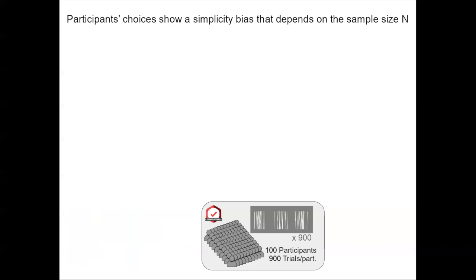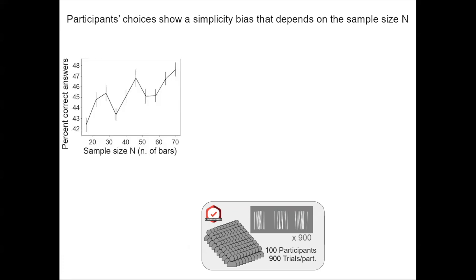So again, this is done with 100 participants, 900 trials per participant, divided according to the different amount of data that we're showing and the different true number of components. First, participants can do the task. They do it with around 45% fraction correct on average, which is good considering that chance here is at 20%.